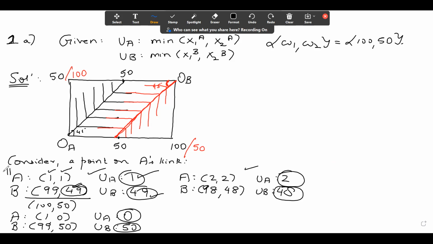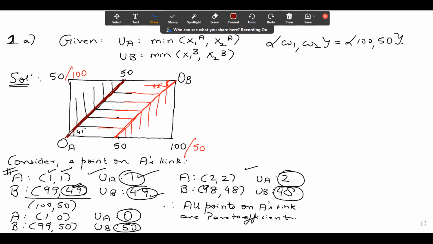I can say that my initial allocation is Pareto efficient. That means I can say, therefore, all points on A's kink are Pareto efficient, because both the agents would not want to deviate from there, because when they deviate, you can clearly see that one of them becomes better off by making the other agent worse off. So I can shade this in brown color. All these points in brown color are Pareto efficient points. I took 1,1. You can take 2,2, 3,3, and you can verify yourself.